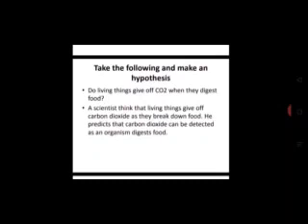Here are some other examples. Do living things give off CO2 when they digest food? A scientist thinks that living things give off carbon dioxide as they break down food. He predicts that carbon dioxide can be detected as an organism digests food. So, there would be a research question and a corresponding hypothesis.